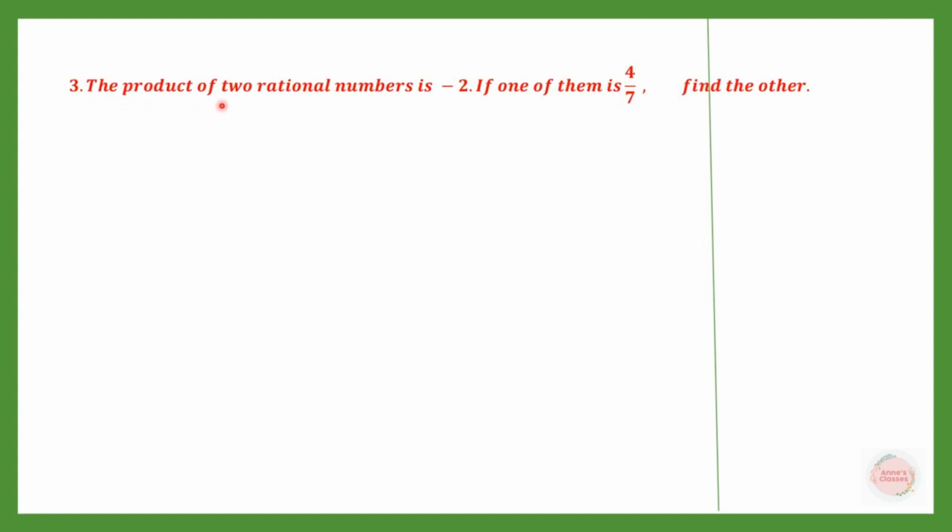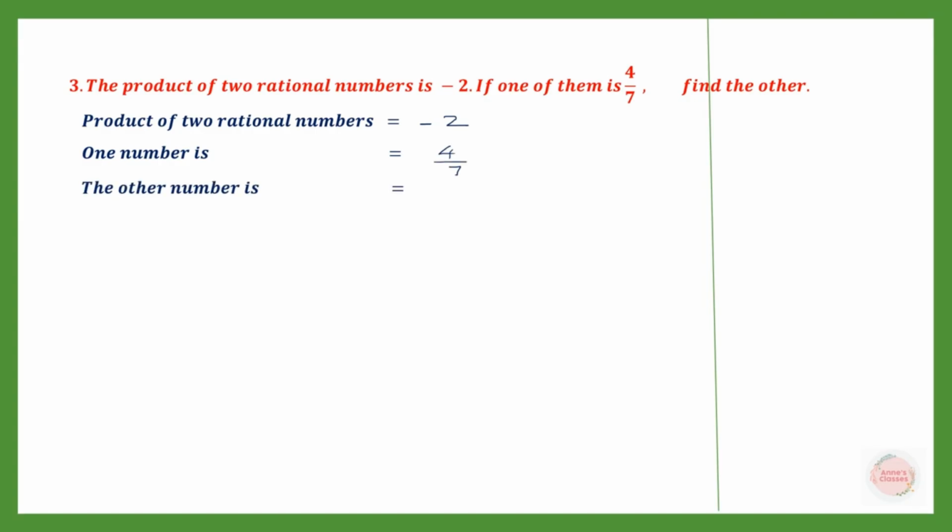Question 3. The product of two rational numbers is minus 2. If one of them is 4 by 7, find the other number. So what's given to us? The product of two rational numbers is given to us, which is minus 2. That is, when you multiply two numbers, the answer that you get is minus 2. And what else have we been given? We've been given one number, which is 4 by 7. Now we have to find the other number.